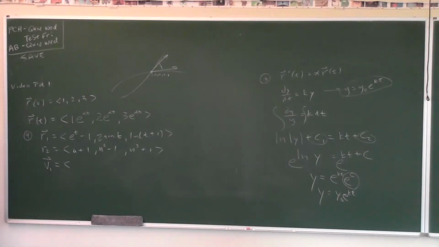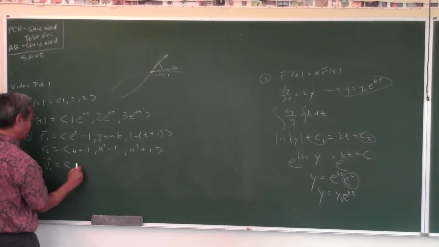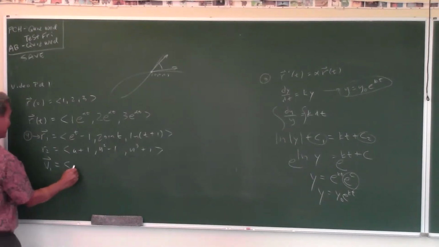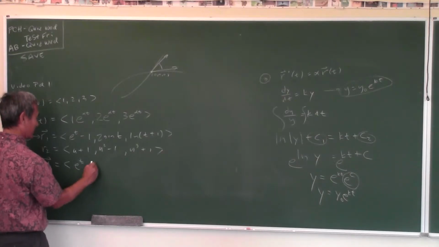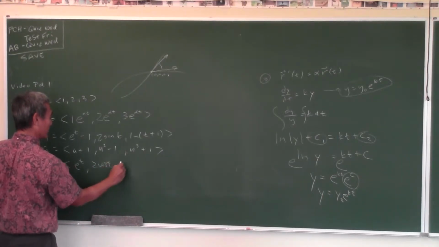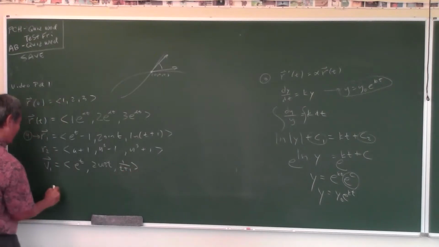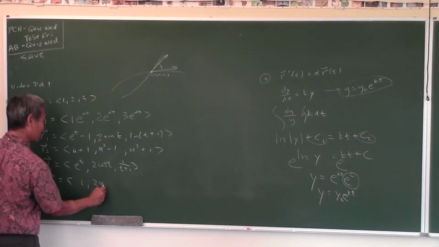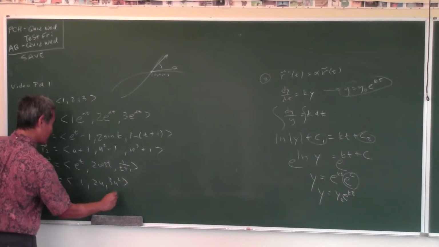What is the velocity of the first position vector? Looking at this one, taking the derivative of each component: e to the t, 2 cosine t, 1 over t plus 1. And then for the second, oh, I forgot to put the vector sign above it. What would be the derivative of the second position vector? 1, 2u, 3u squared. There you go.